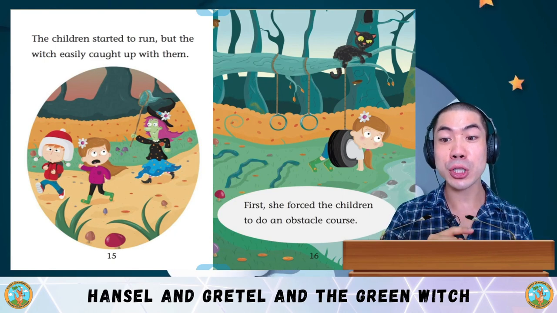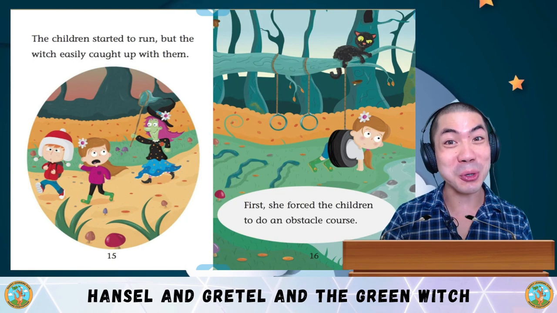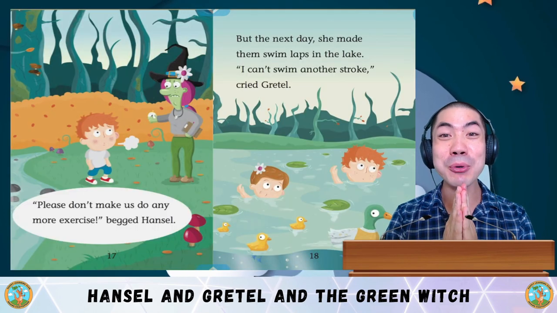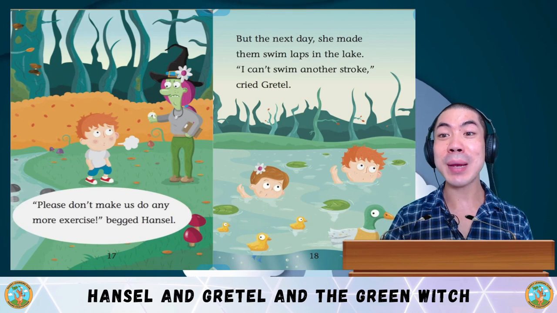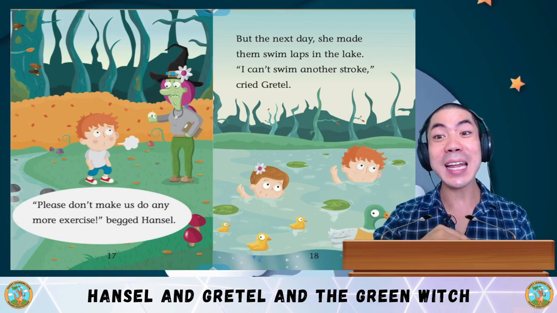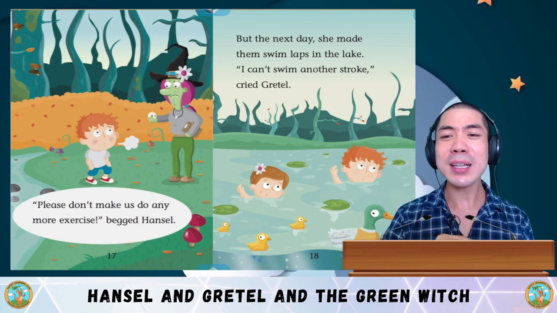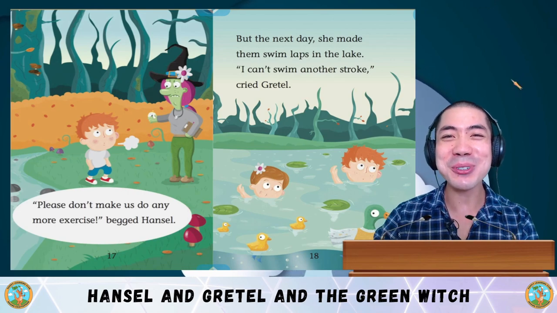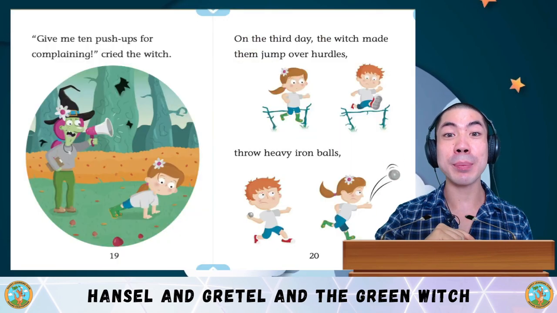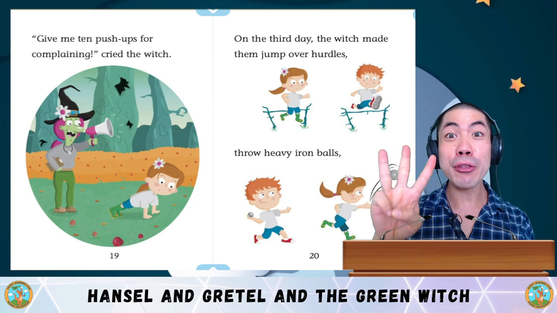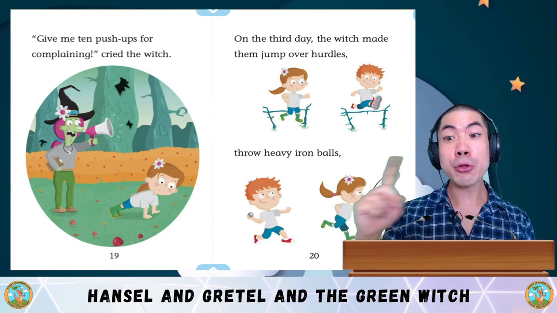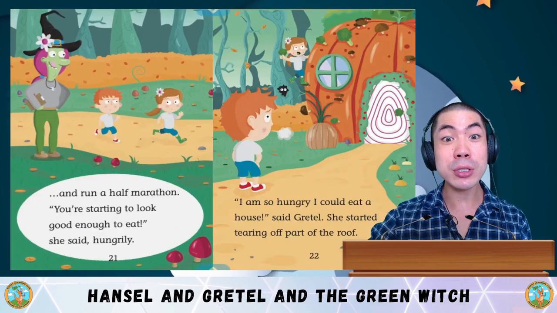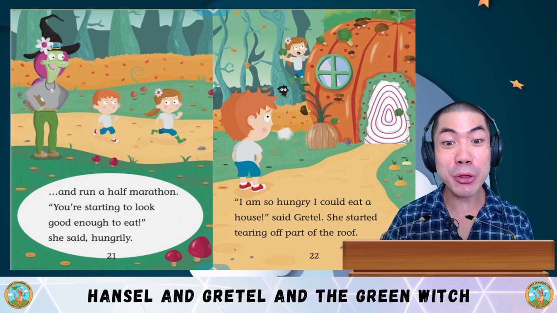First, she forced the children to do an obstacle course. "Please don't make us do any more exercise," begged Hansel. But the next day, she made them swim laps in the lake. "I can't swim another stroke," cried Gretel. "Give me 10 push-ups for complaining," cried the witch. On the third day, the witch made them jump over hurdles, throw heavy iron balls, and run a half marathon.